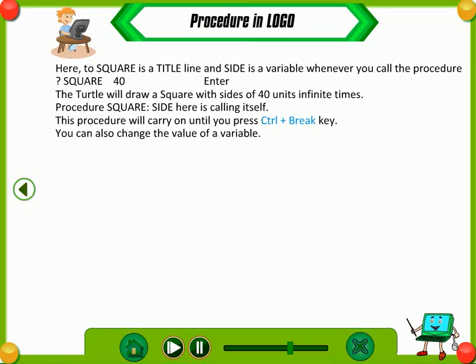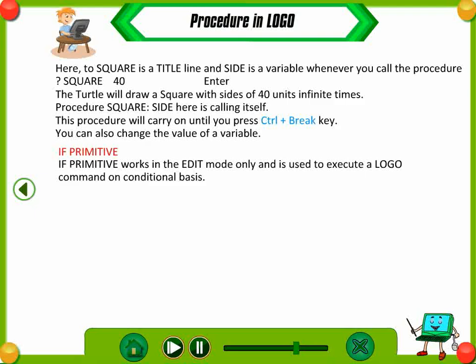Here, to square is the title line and side is a variable whenever you call the procedure. Question mark square 40, enter. The turtle will draw a square with sides of 40 units infinite times. The procedure square with side here is calling itself. This procedure will carry on until you press the Ctrl plus Break key. You can also change the value of a variable.